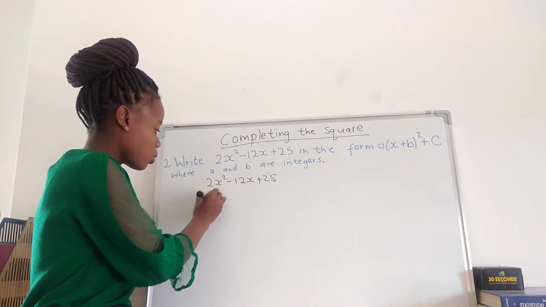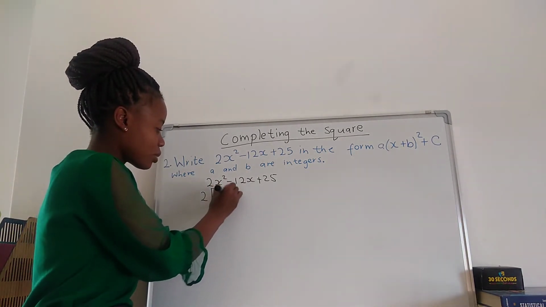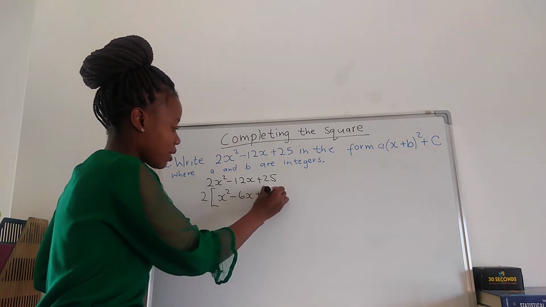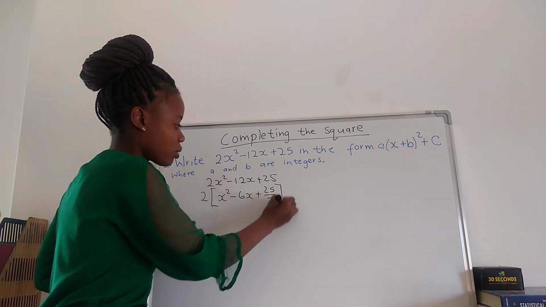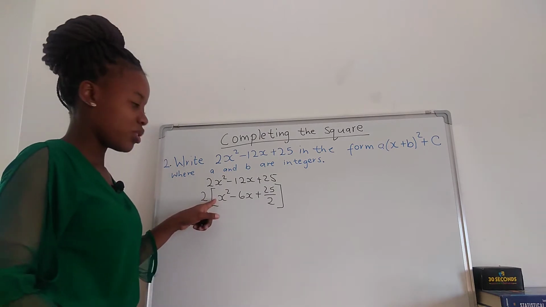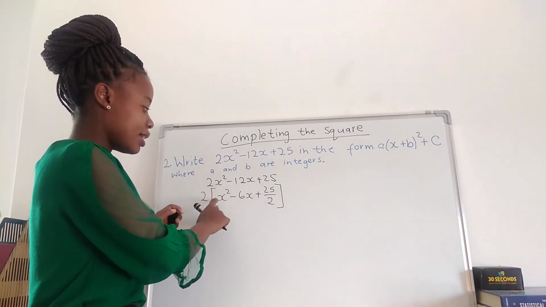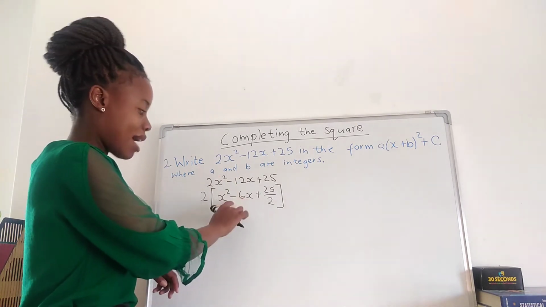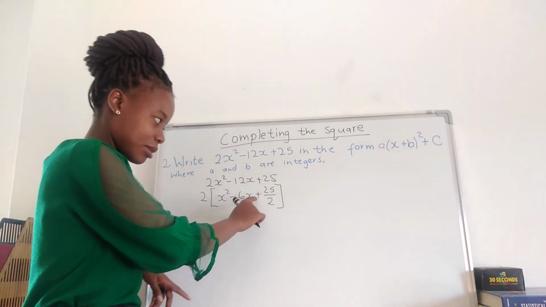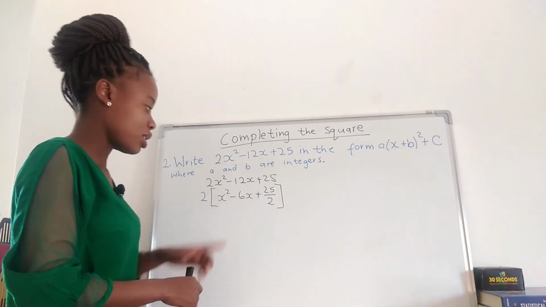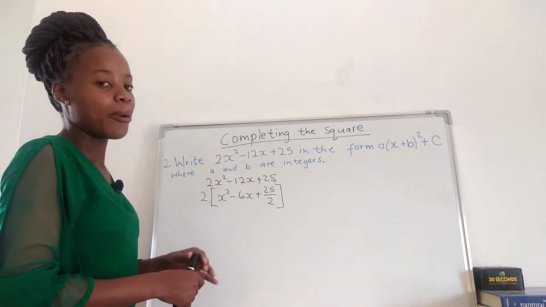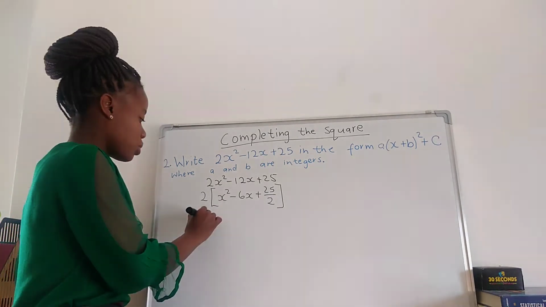So we're going to have 2 times x squared minus 6x plus 25 over 2. Okay, now the coefficient is 1 and this expression is in the form of x squared minus 6x plus 25 over 2, right? We have x squared, x, and a constant. So we can now complete the square.